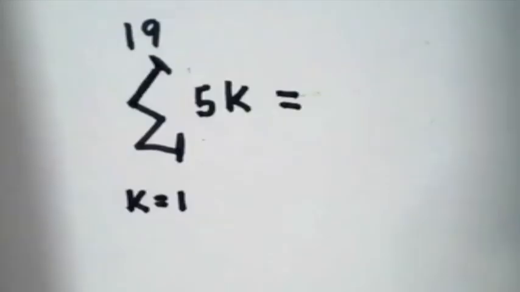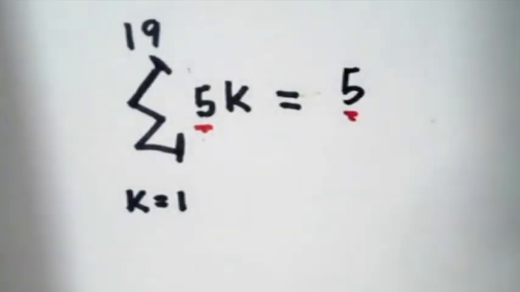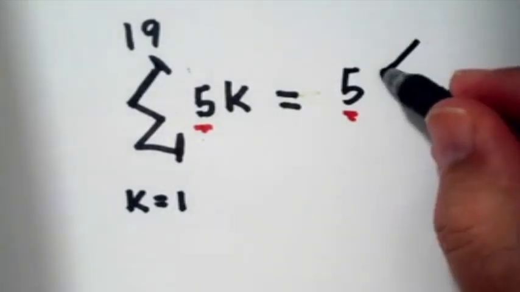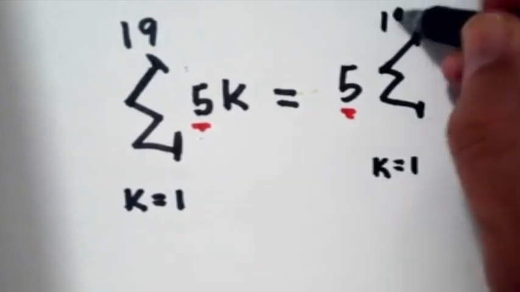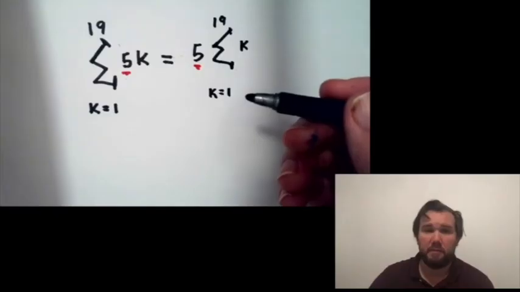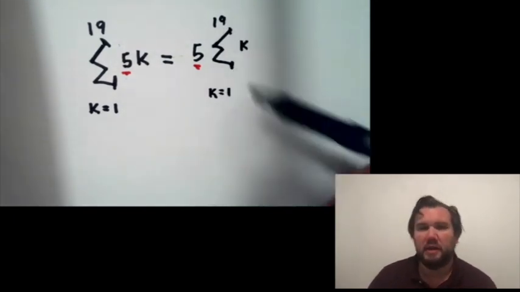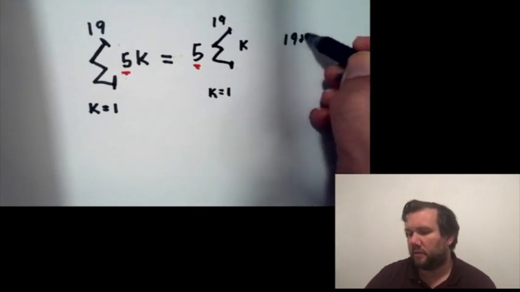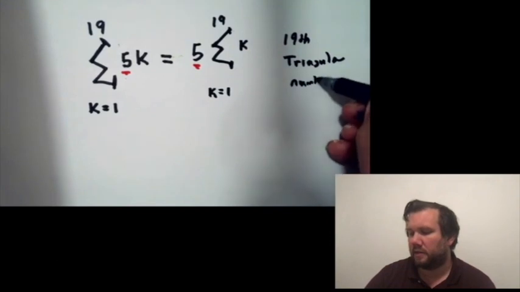As an example of how this could work, let's look at the sum from k equals 1 to 19 of 5k. I have this constant 5 that's being multiplied in front, and so I can pull it in front of the summation. So I have 5 times the sum from k equals 1 to 19 of just the expression k. Now how does this help me? Well, this sum from k equals 1 to 19 of k is the 19th triangular number. It's the sum of the first 19 positive integers.